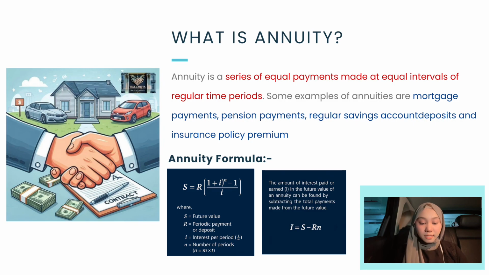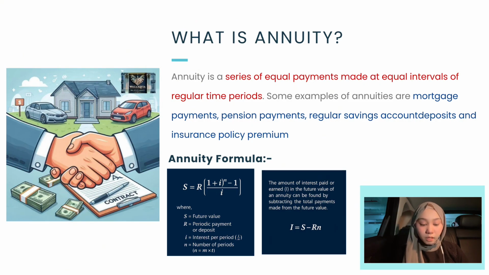An annuity is a series of equal payments made at equal intervals of a regular time period. This means you pay or receive the same amount of money on a regular schedule, like every month or year. Some examples of annuities include mortgage payments, pension payments, regular savings account deposits, and insurance policy premiums.